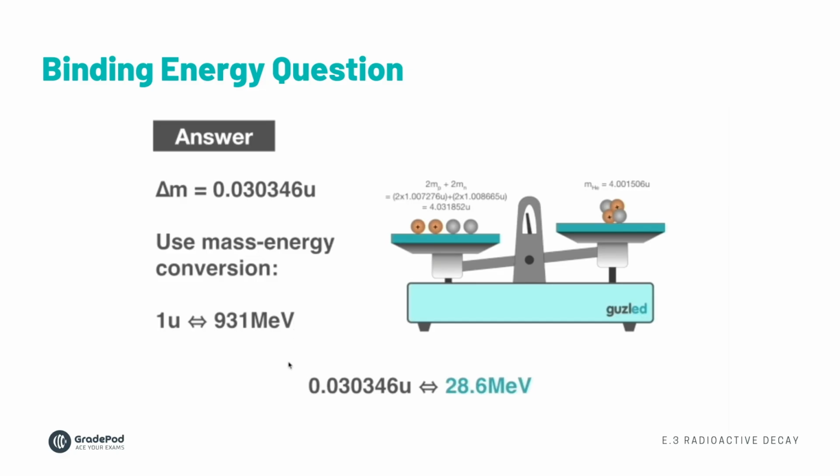So we just simply multiply 931 by that number there, 0.0304, and that tells us that that mass defect is equivalent to 28.6 mega electron volts. That's the binding energy there. It says you're using E equals mc squared. You don't have to use it at all.